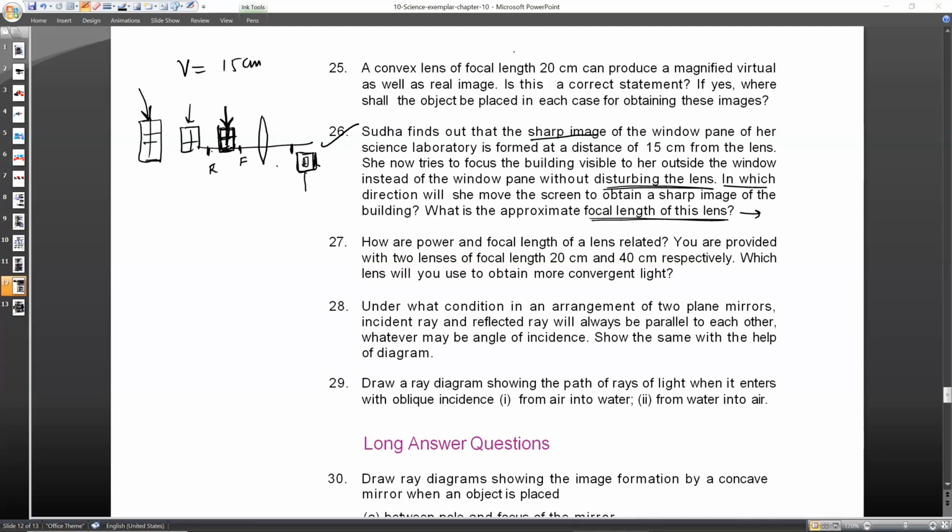In the next class, what we are going to discuss is the refractive index from this portion. Most of the questions that are being asked are from it. So refractive index, we need to do that one more time.